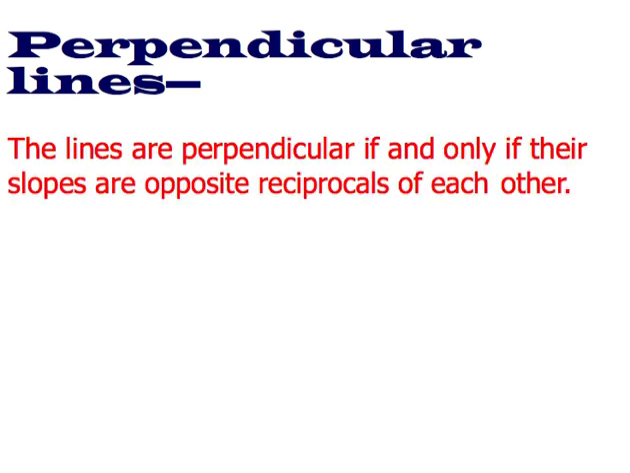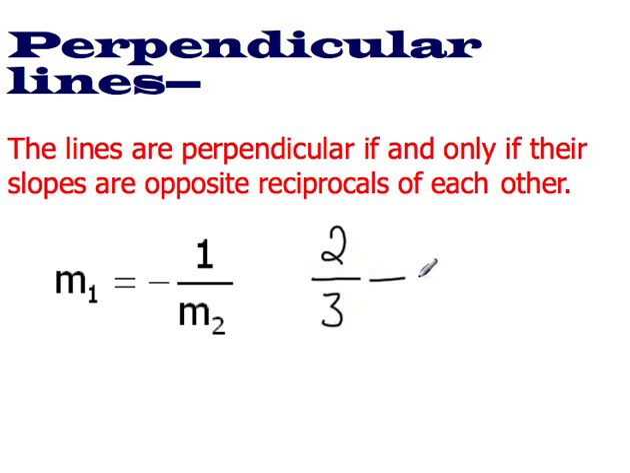Perpendicular lines. The lines are perpendicular if and only if their slopes are opposite reciprocals of each other. Which means if I have the slope of one line, it has to be the negative reciprocal of the second line. For example, if I had a slope of 2/3, the perpendicular line would have to then have a slope of negative 3/2. Okay, so you'd take the opposite reciprocal for them to be perpendicular.